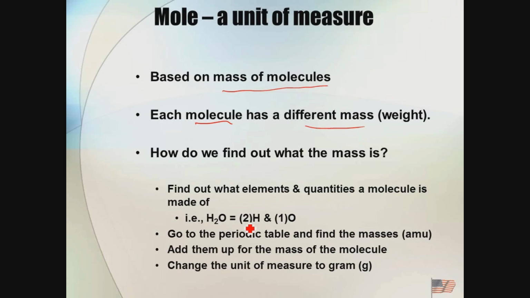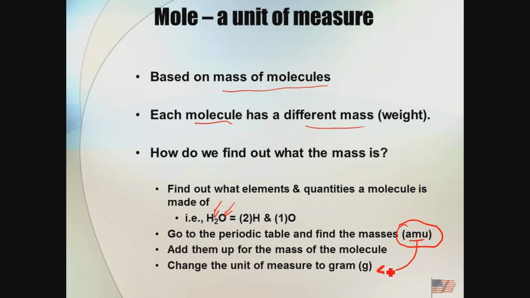And how do we find out what this mass is? Well, we take a look and see what the elements are and how many of them there are. We go to the periodic table, we find the masses, and the mass on the periodic table is in something called atomic mass units, and we add them up. And then we change AMU into grams.